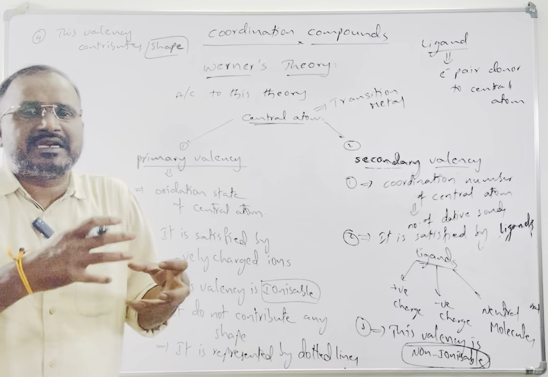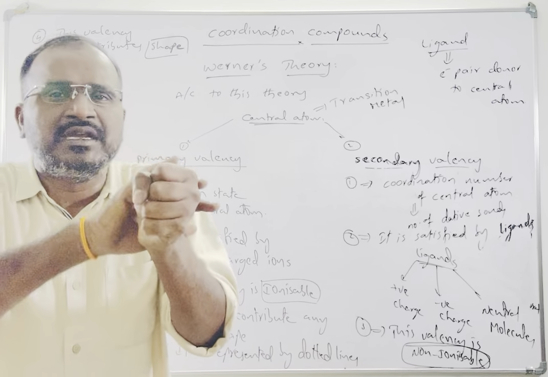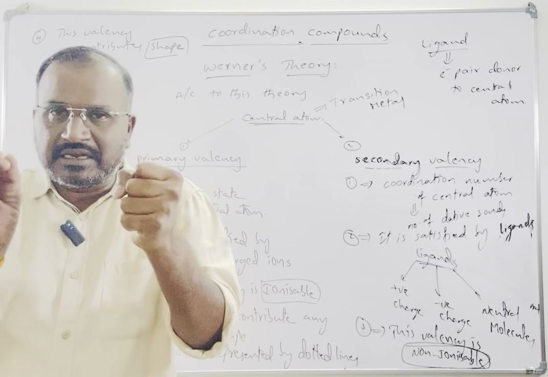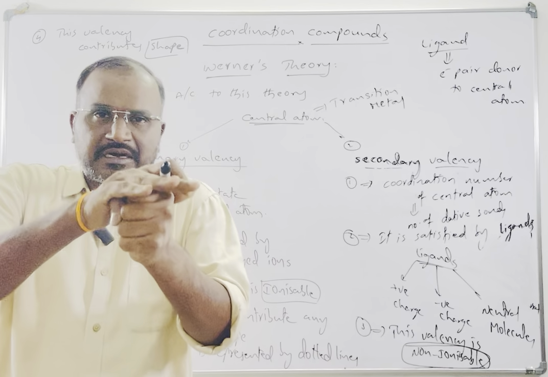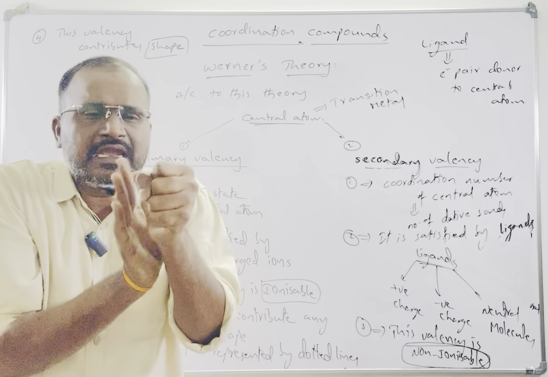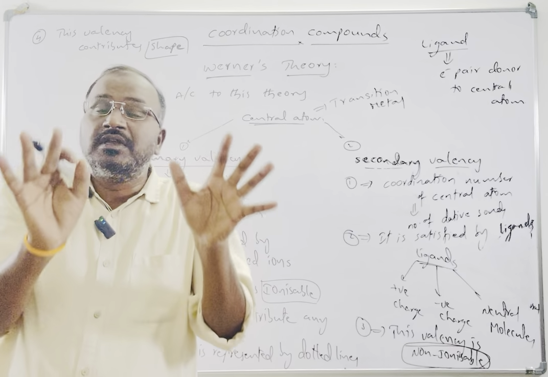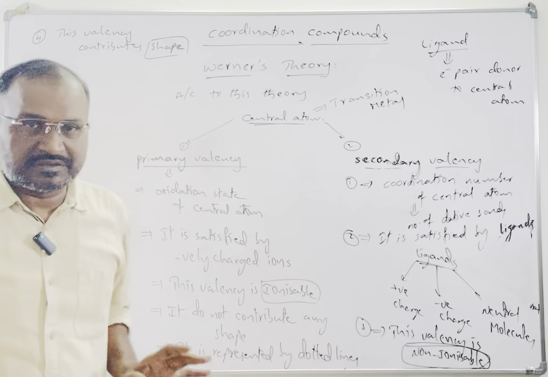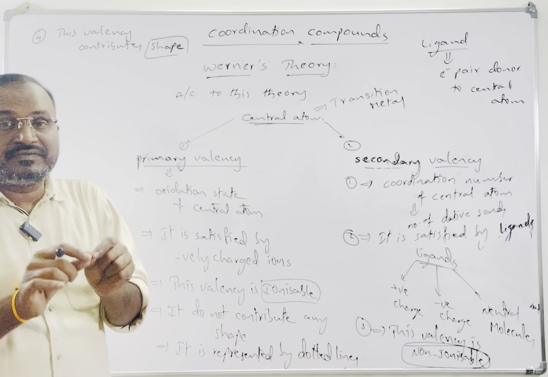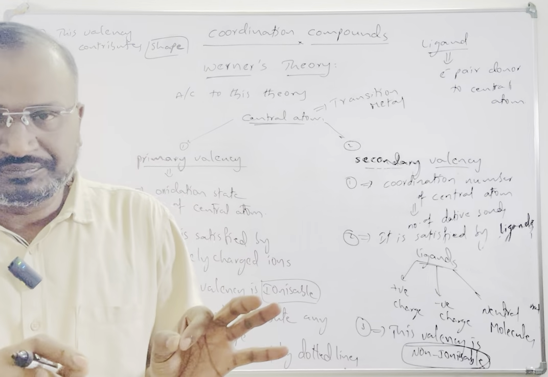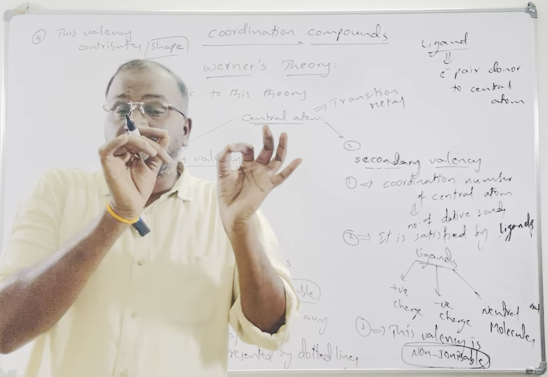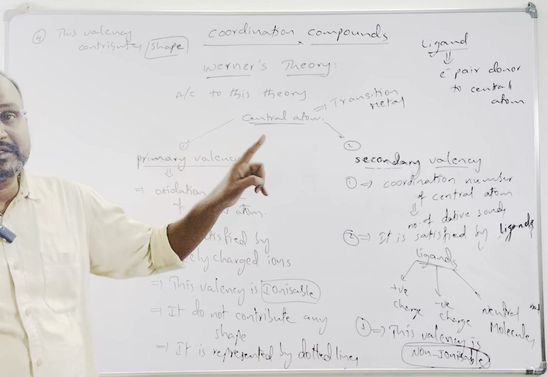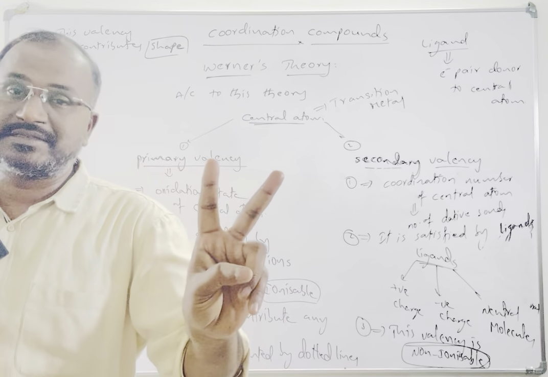Why? Because it is just satisfied by the ion. An ion may be present around the opposite ion in any direction. Suppose this is one charged ion, the opposite charged ion may attach here or here or here. Anywhere it may be attached. So there is no particular order or orientation, whereas a covalent bond is directional. A coordinate covalent bond is particularly directional. That's why the shape contribution takes place only by secondary valency.